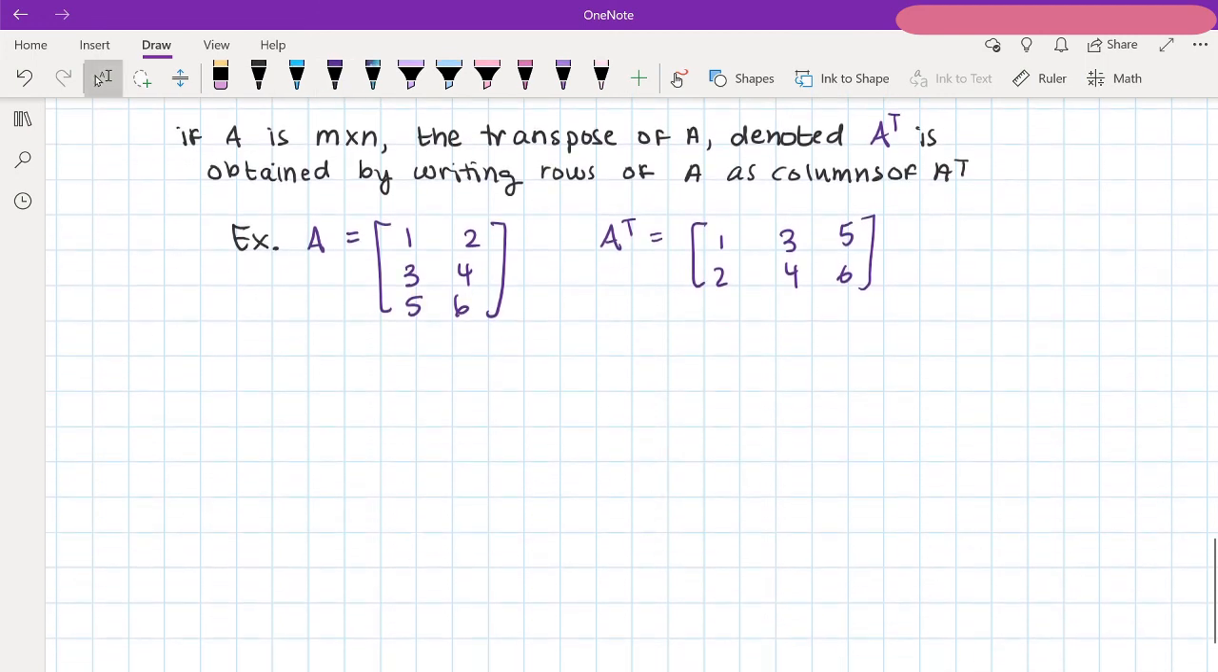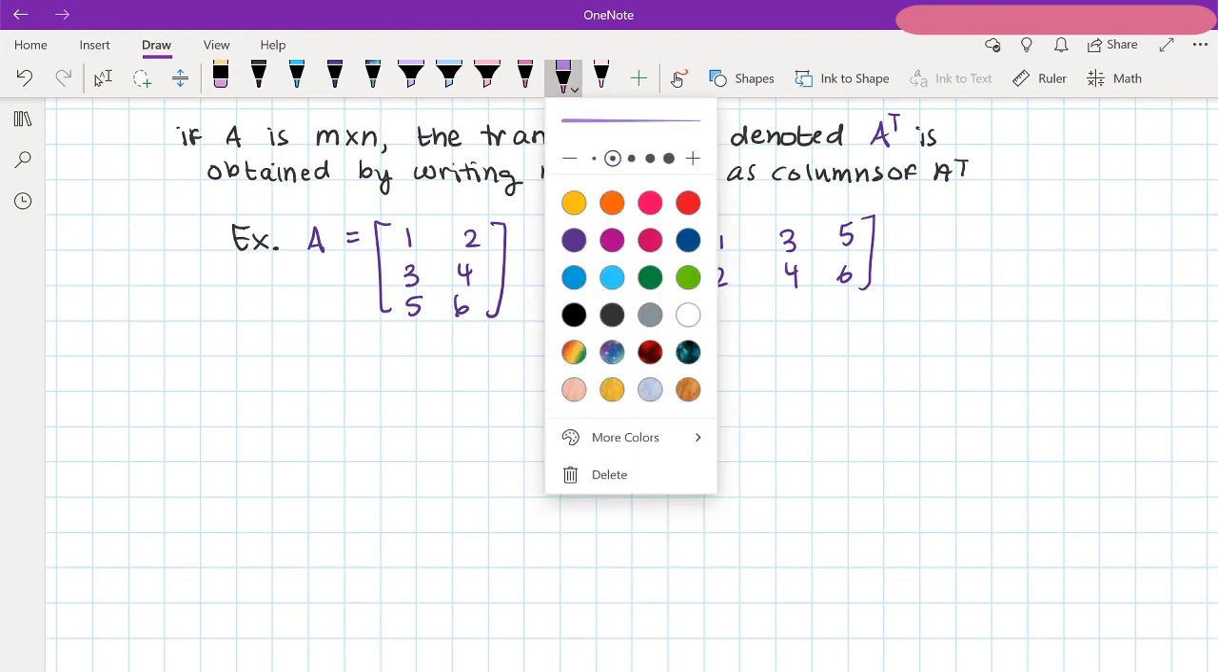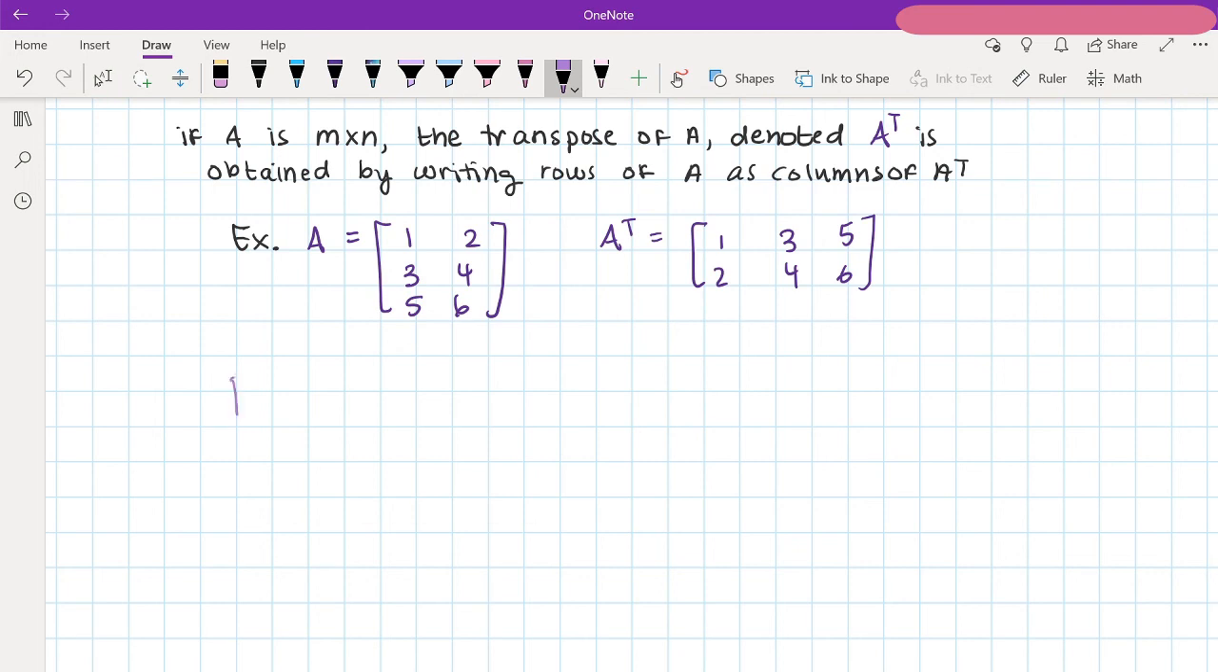The transpose also has a couple of different properties that are important for linear algebra. As you'll see written, the transpose of A transpose just brings you back to your original matrix A. The transpose of A plus B, in brackets, is equal to A transpose plus B transpose. And then the transpose of A times B is equal to B transpose times A transpose.